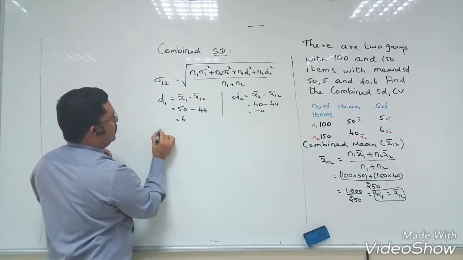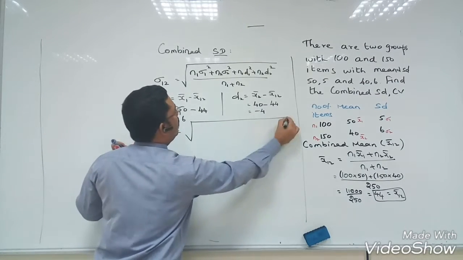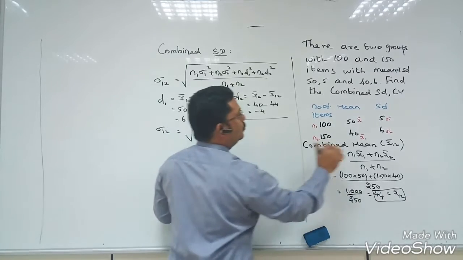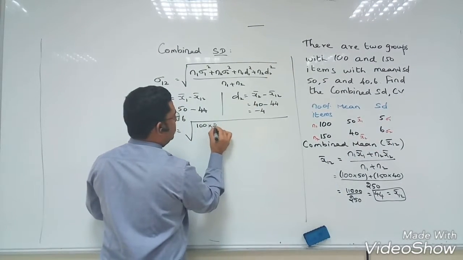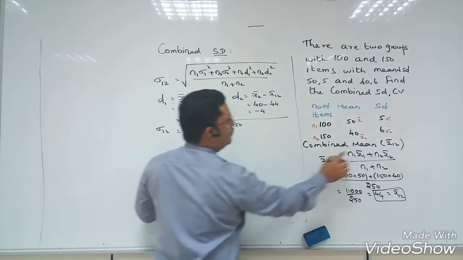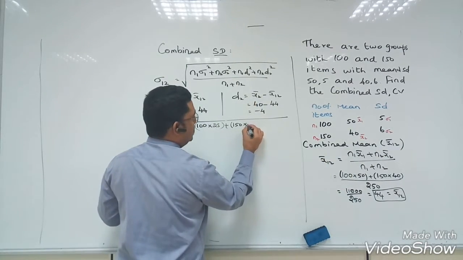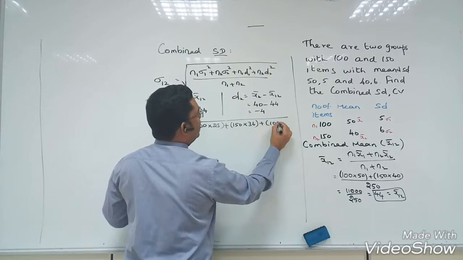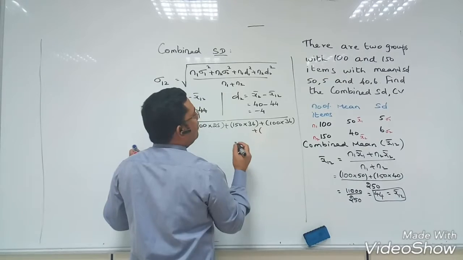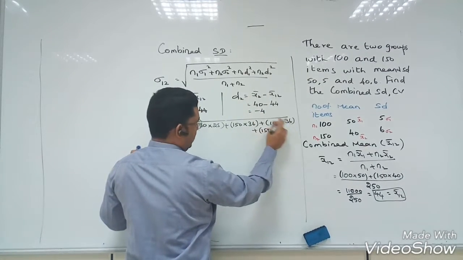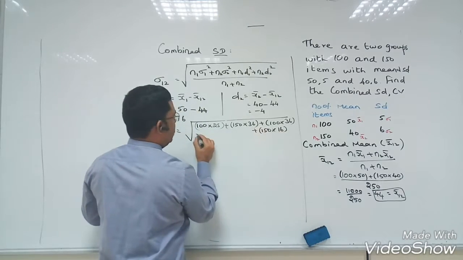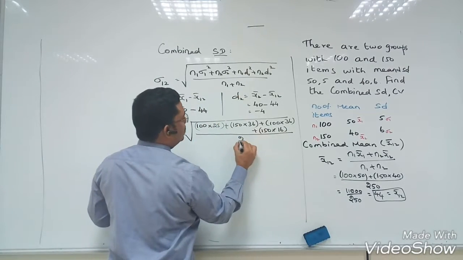Now let us substitute everything in our rule. We have the square root of N1, which is 100, into sigma 1 power 2, which is 25, plus N2, which is 150, into sigma 2 power 2, where sigma 2 is 6, so it is 36, plus 100 into D1 power 2, where D1 is 6, so this is 36, plus N2, 150, into D2 power 2, which is minus 4 into minus 4, which is 16, the whole divided by N1 plus N2, which is 250.